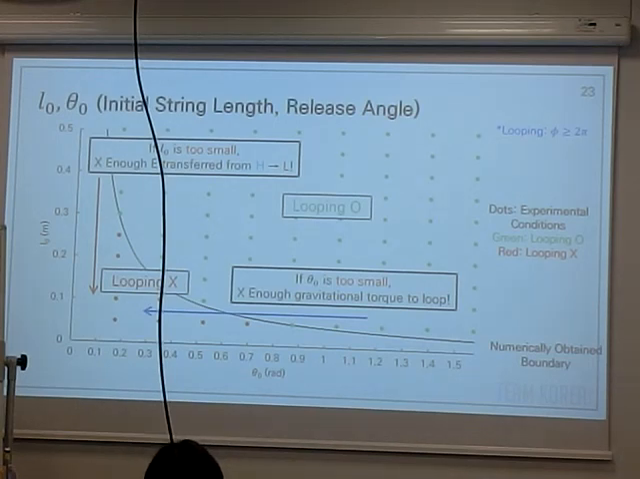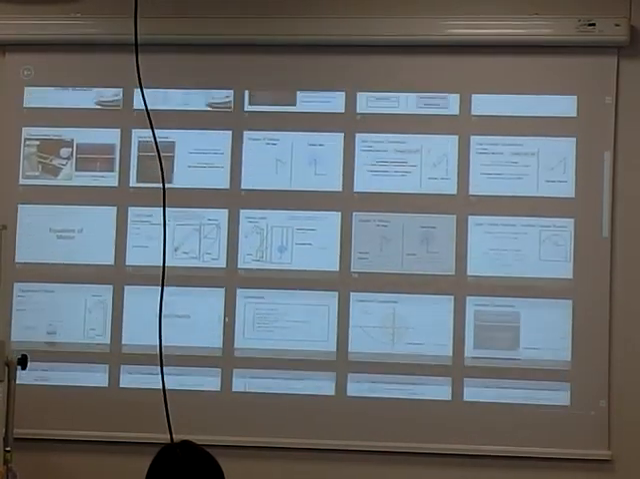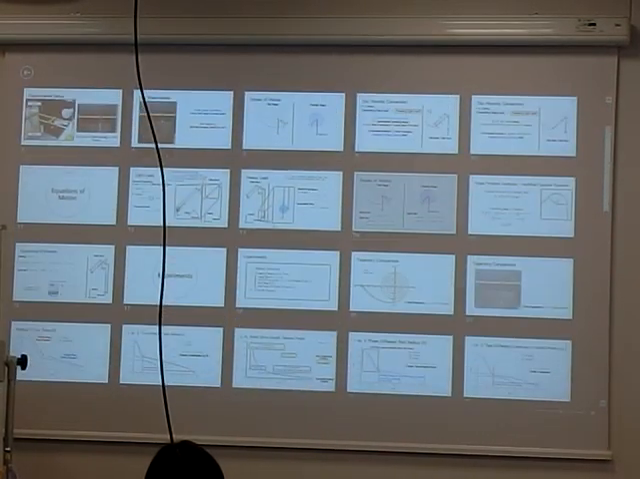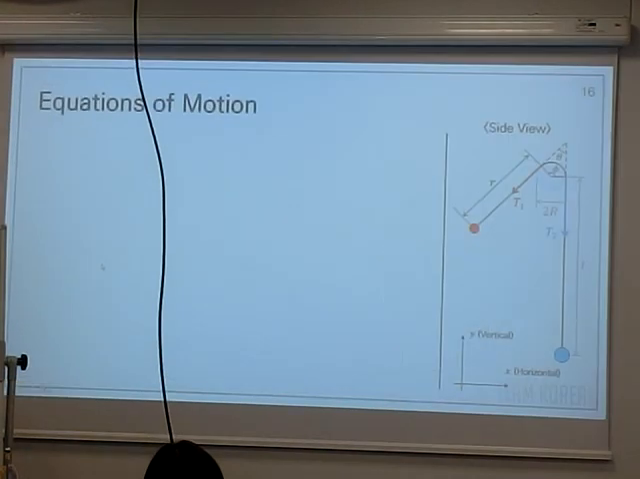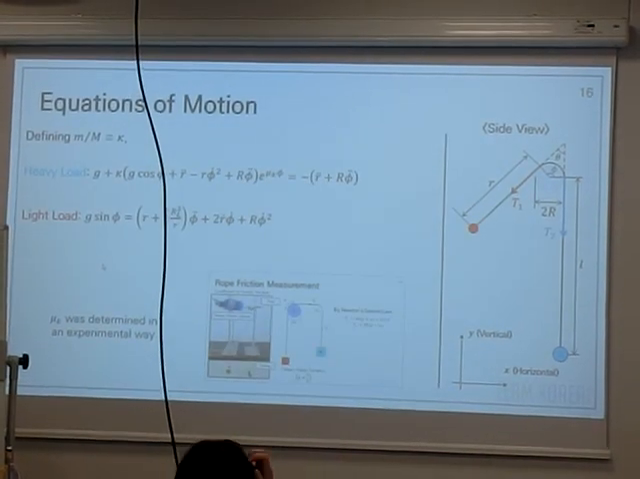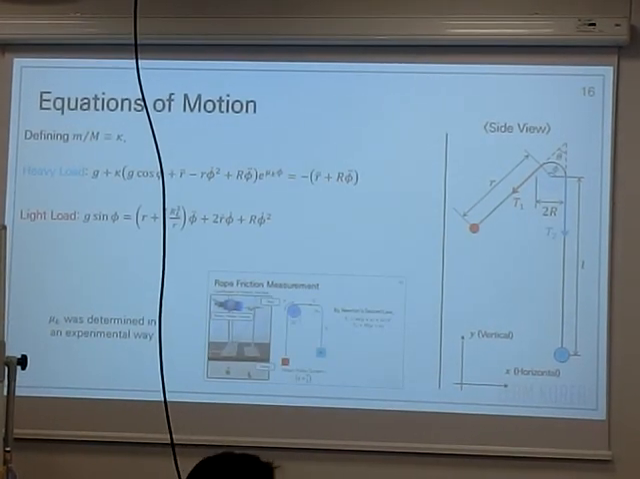So if you go to your equations of motion, when you use this to compare your theory to your experiments, which parameters did you measure? Which parameters did you fit? I measured the x and y coordinates of the light load and the y coordinate of the heavy load. Did you have any fitting parameters when you compared? I did not have any fitting parameters. It was just experimental data.